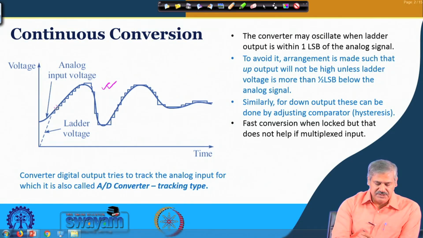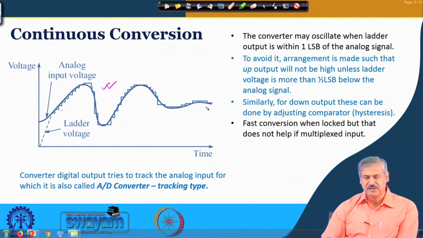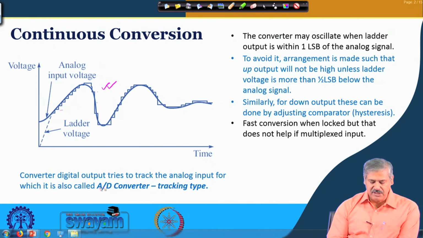Okay. So, this is the change and this is the corresponding change over here. So, it is higher value. So, it is going up, here it is coming down because it is lower value. Okay. So, this is the way things will move, right. And in this particular converter, the digital output tries to track the analog input, for which it is also called analog to digital converter tracking type.